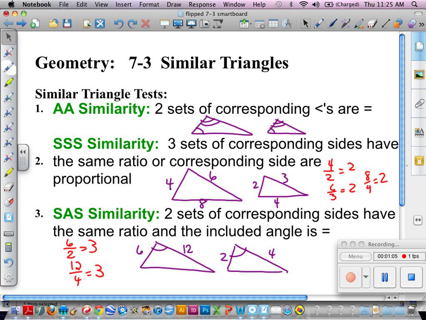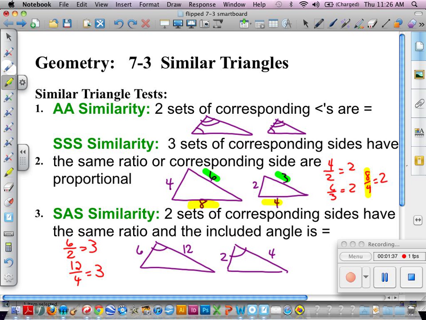Number 2, SSS similarity. That's side, side, side, so you'd have to have the sides having the same ratios. And usually students will say, how do you know what goes with what? Well, you take the largest side and put it with the largest side. That's how I got the 8 and the 4 together here. And then I took my next one, which was 6 and 3, and I put those together. And then I took 4 and 2 and I put those together. Notice they all have the same ratio of 2, so those proportions are equal.